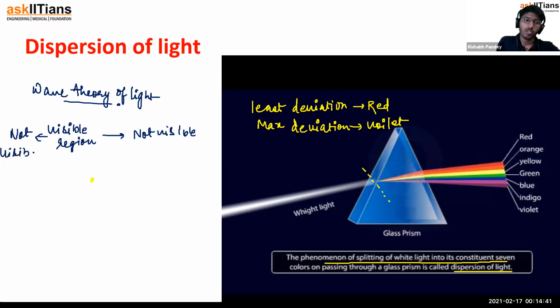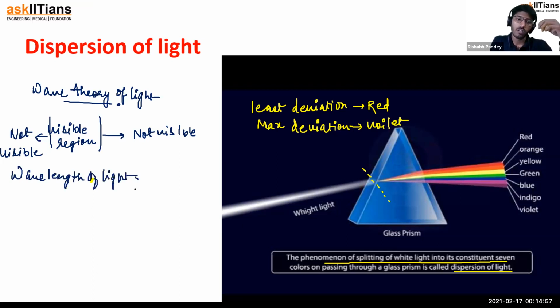So what's visible is only this spectrum of light. It depends upon the wavelength of light. If a light has some wavelength in this range, then it's obviously visible to us. So I'll just give you an example.